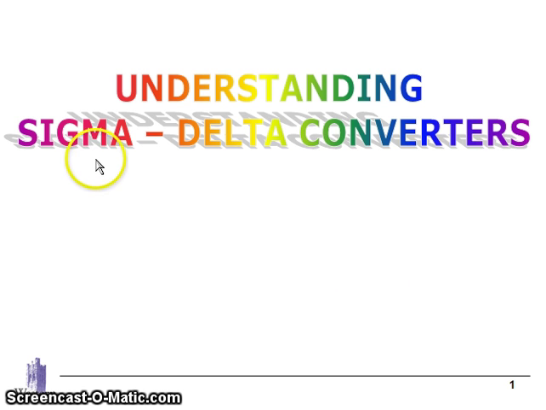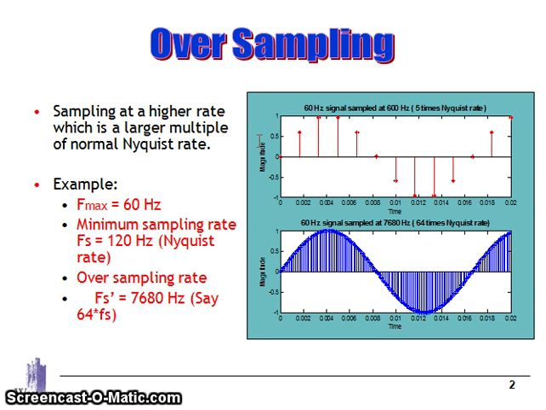To know the operation of sigma delta converter, first we should have knowledge of the concepts of oversampling and noise shaping. First we will get into that, then we'll see the principle of operation of sigma delta converter in detail. The concept of oversampling I discuss here by considering that you already know the sampling concepts.